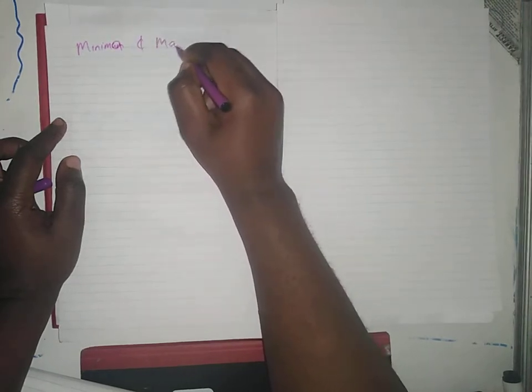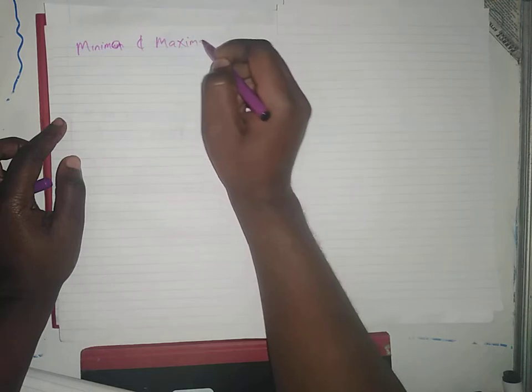Now we are done with concavity. Let's look at minima and maxima. Minimum is the singular, but if it's many, it's minima. Maxima is the plural for maximum. When it comes to minimum and maximum, the story is a very simple one.